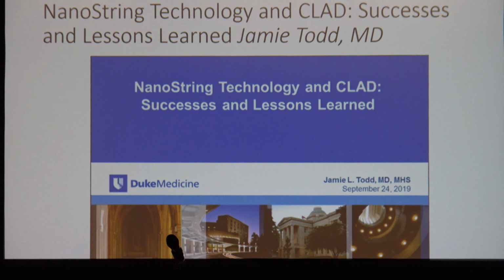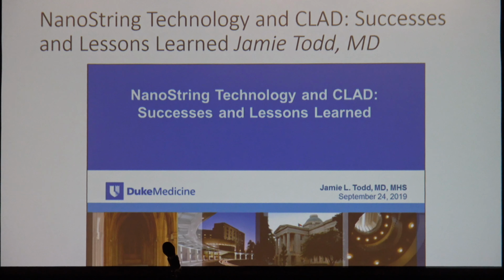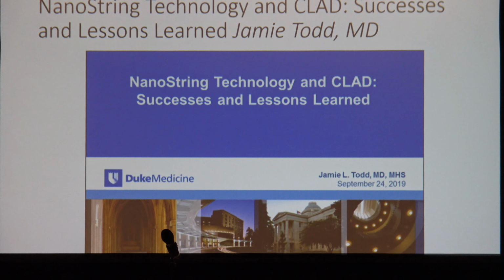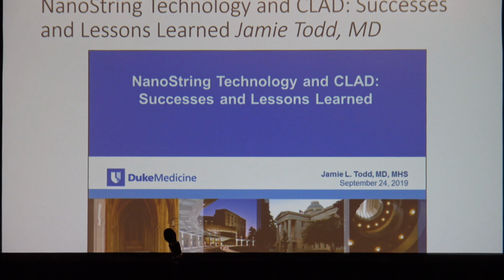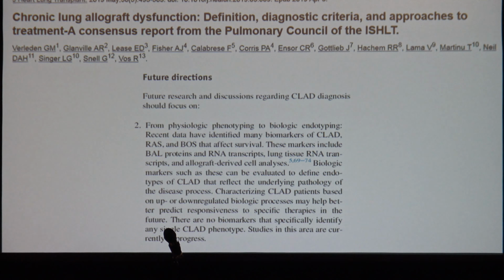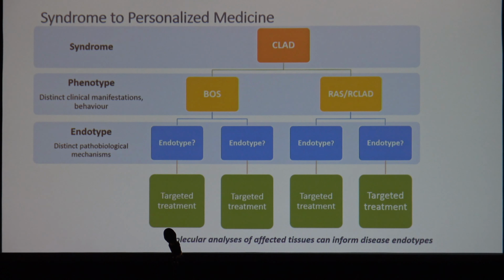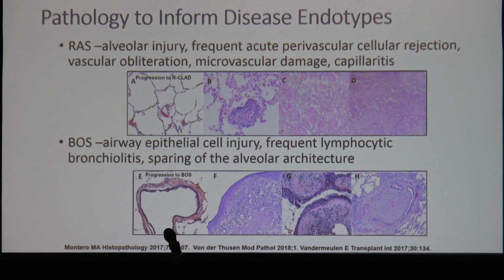So Jamie Todd out of Duke followed this, and instead of looking at an AMR focus, her orders came from a document that the ISHLT put out, after a consensus on CLAD. And so she was using NanoString and CLAD and saying, okay, here are the two phenotypes. We have BOS on one side, we have RAS on the other. What is going on in the tissue?